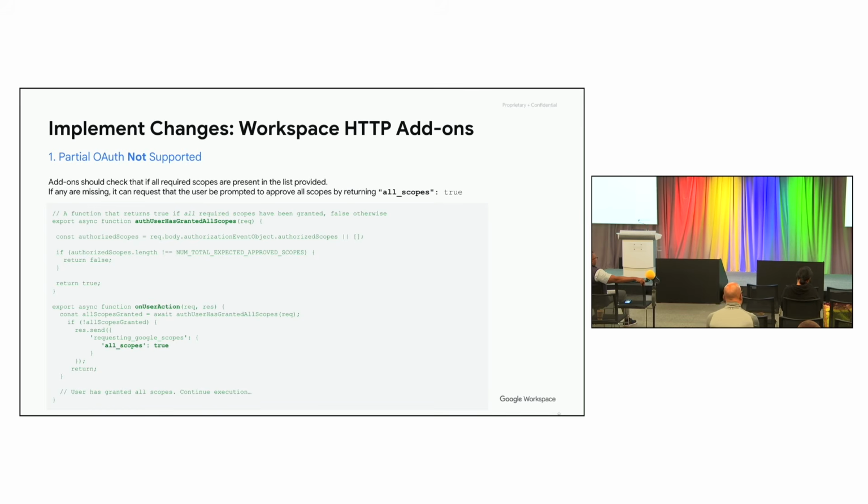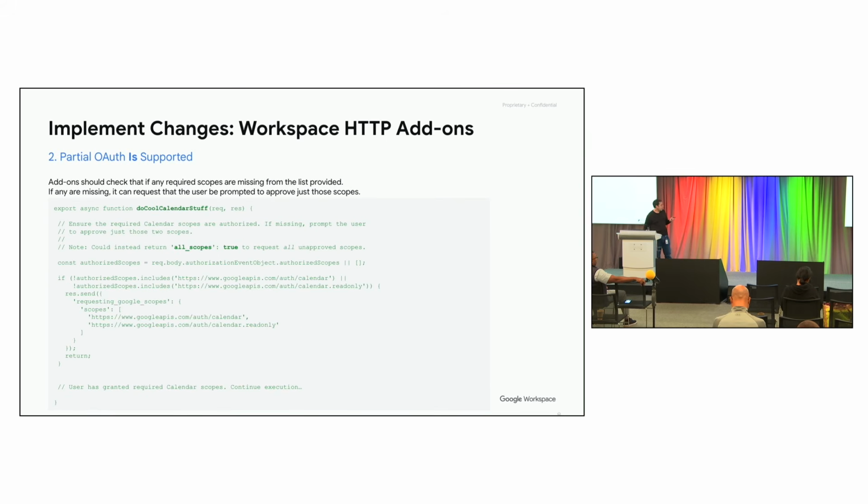And now on some user action, whatever it happens to be, maybe they're doing something with the calendar, I can call that function and get a true or false back. And then much as before, I can make a decision based on that. So if all scopes are not granted, and here's the magic, I'm going to respond with requesting Google scopes with an argument of all scopes true. All scopes true says request all the scopes. Show the user the OAuth approval box that lists all scopes, even ones they've already approved, those will be pre-checked, but including the empty ones as well, so they have a choice to do that.